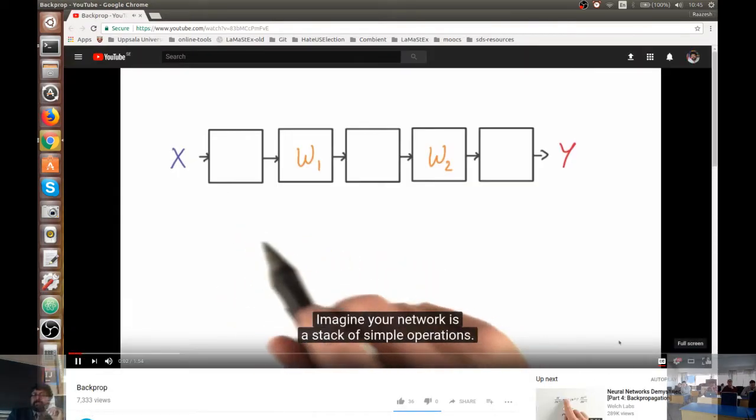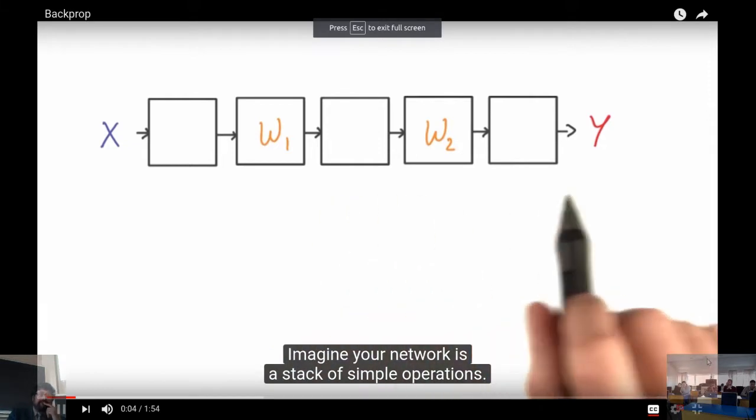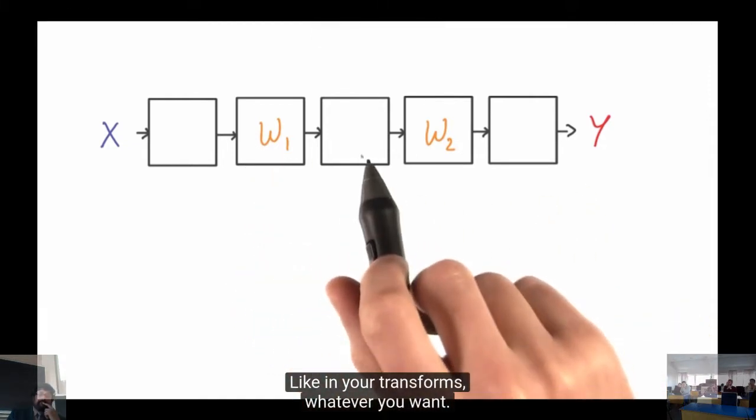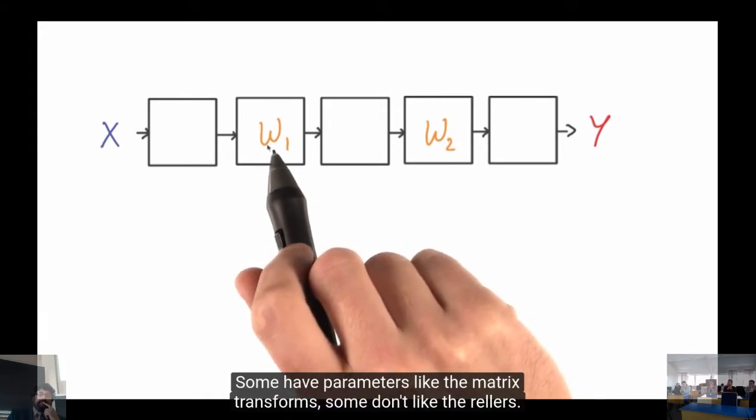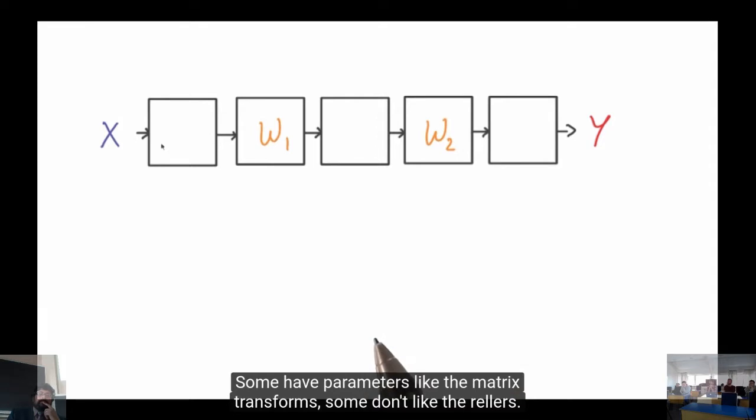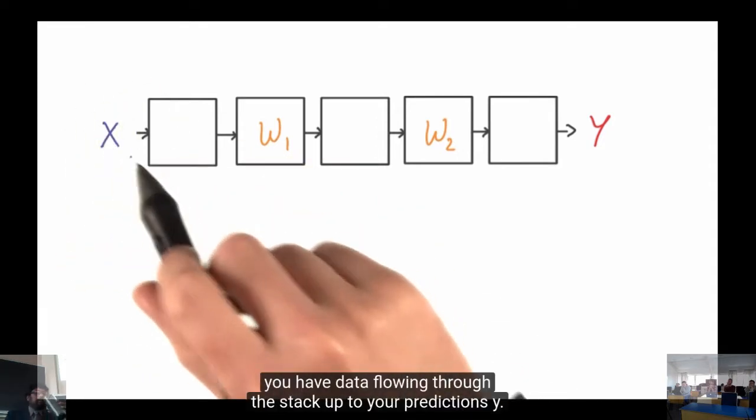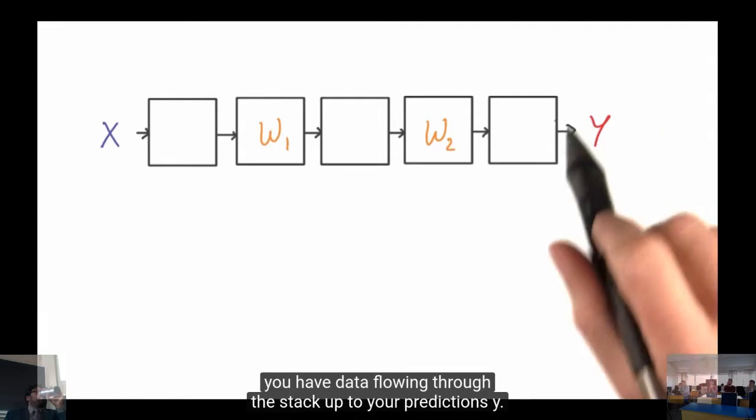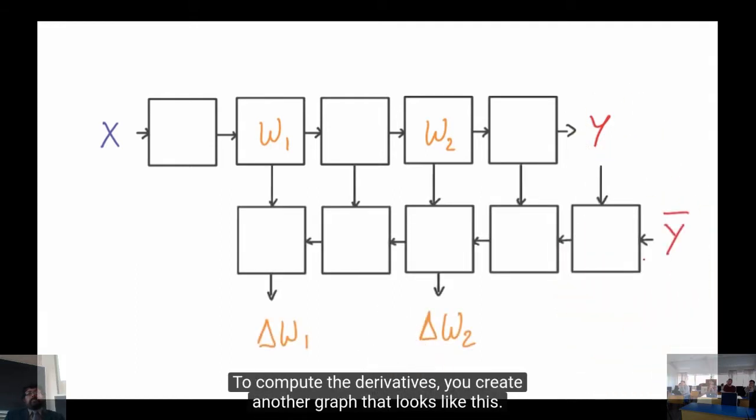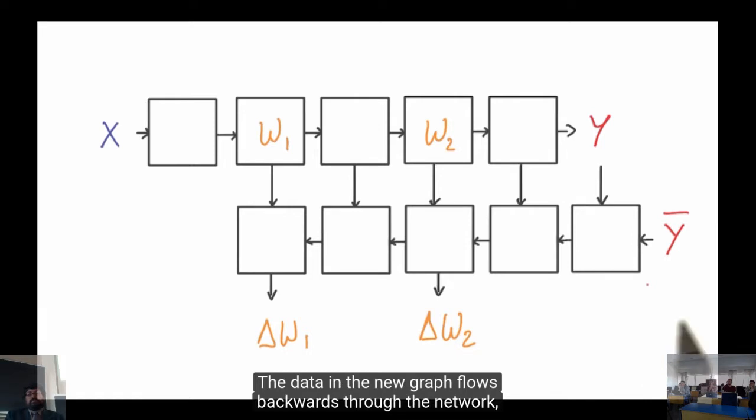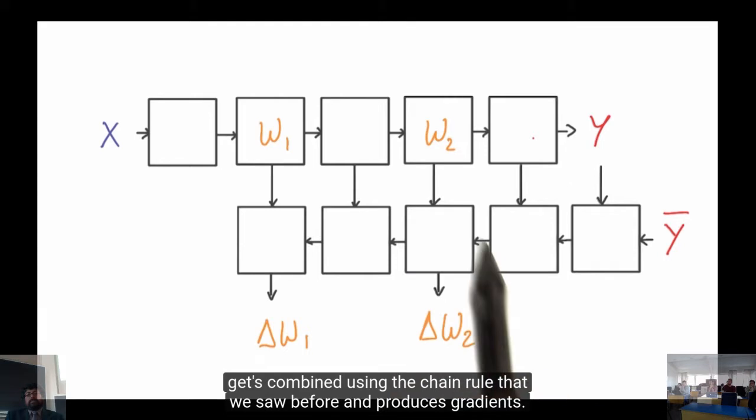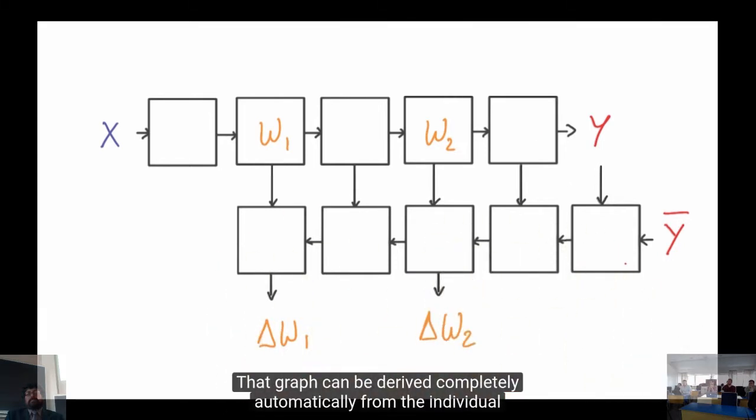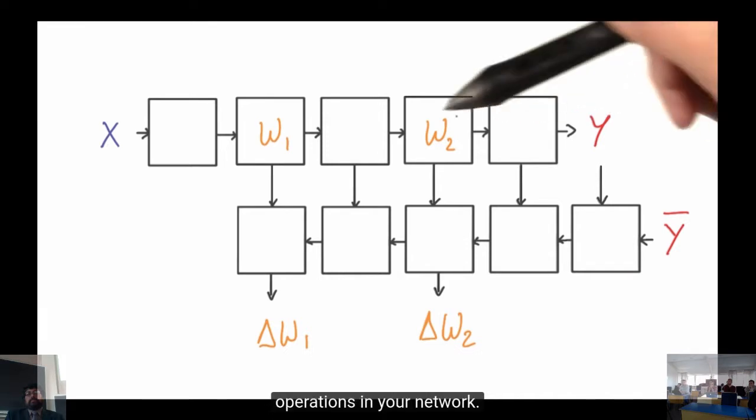Here's an example. Imagine your network is a stack of simple operations, like linear transforms, ReLUs, whatever you want. Some have parameters, like the matrix transforms. Some don't, like the ReLUs. When you apply your data to some input x, you have data flowing through the stack up to your predictions y. To compute the derivatives, you create another graph that looks like this. The data in that new graph flows backwards through the network, gets combined using the chain rule that we saw before, and produces gradients. That graph can be derived completely automatically from the individual operations in your network.